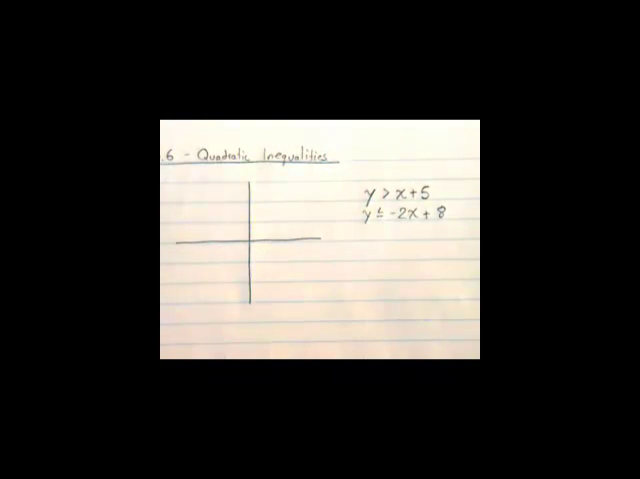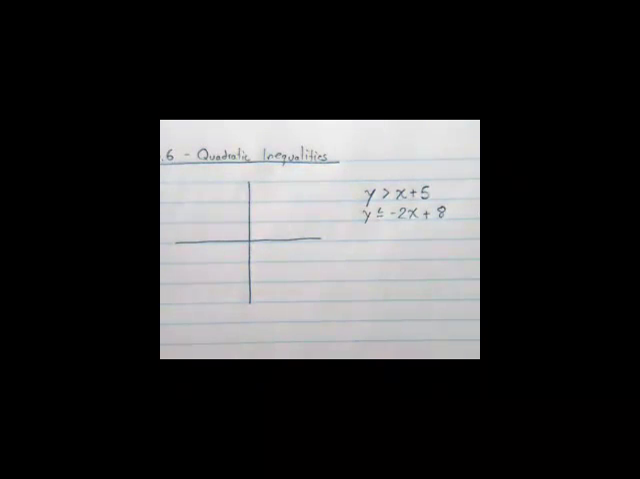Y greater than x plus 5 and y less than or equal to negative 2x plus 8. And both of those essentially are lines. You want to think of them as y equals x plus 5 and y equals negative 2x plus 8. So you're going to graph those couple of lines on the coordinate plane, and this is those ones where you had to then shade in a certain portion of the graph to show that all the ordered pairs in this little region are all the ones that are going to work for everything.